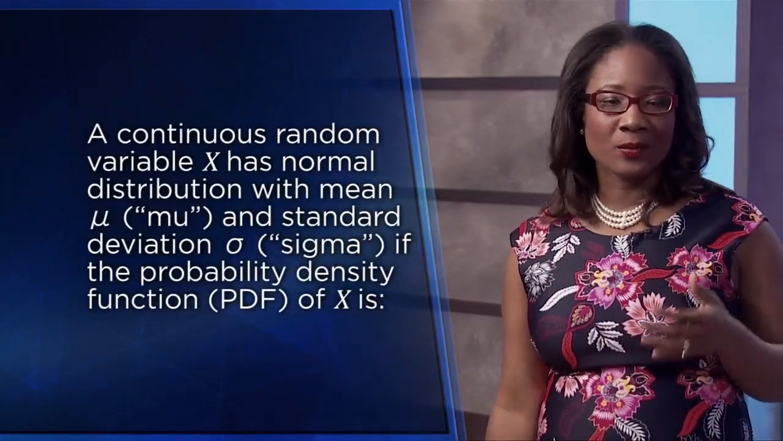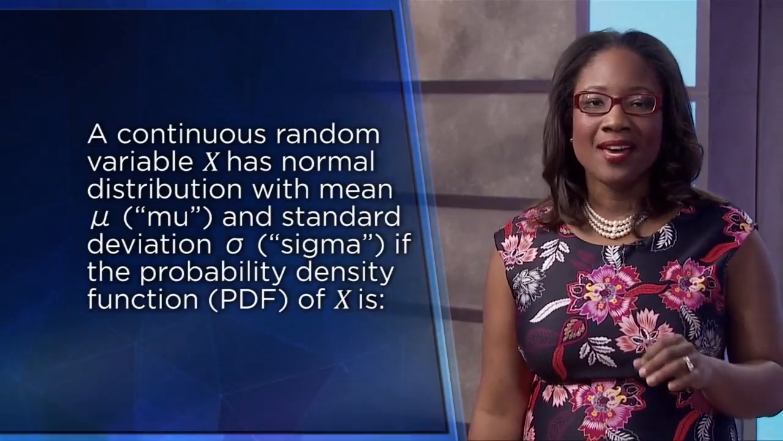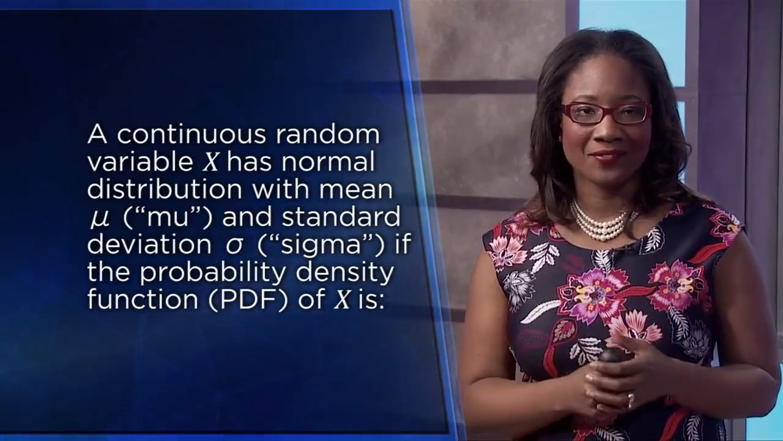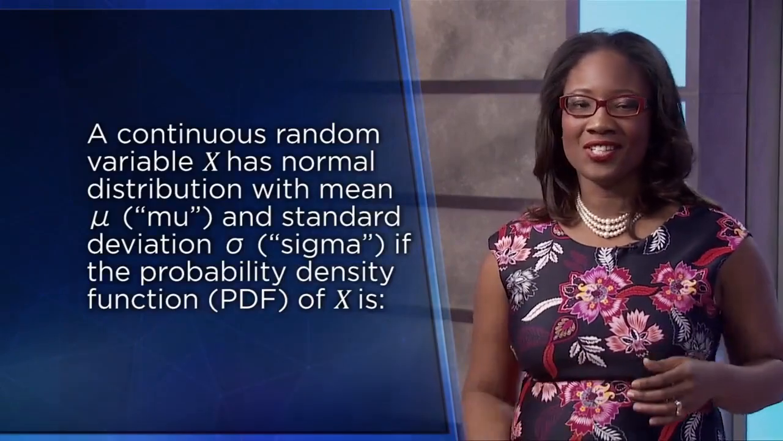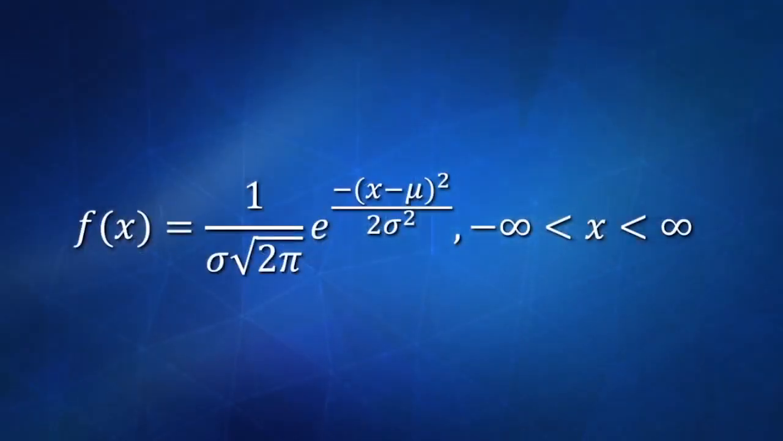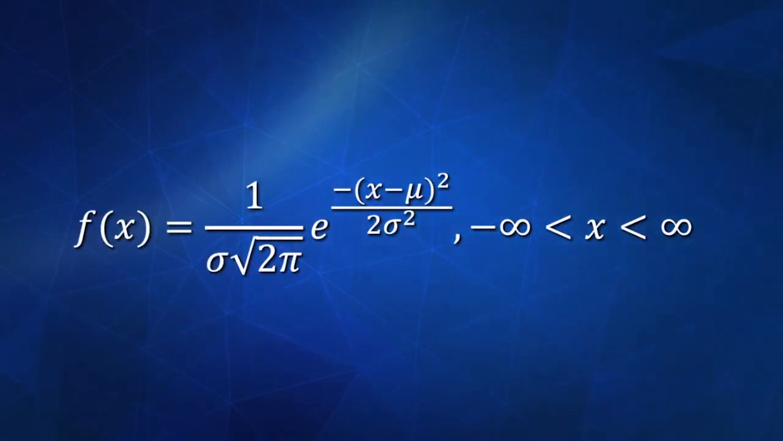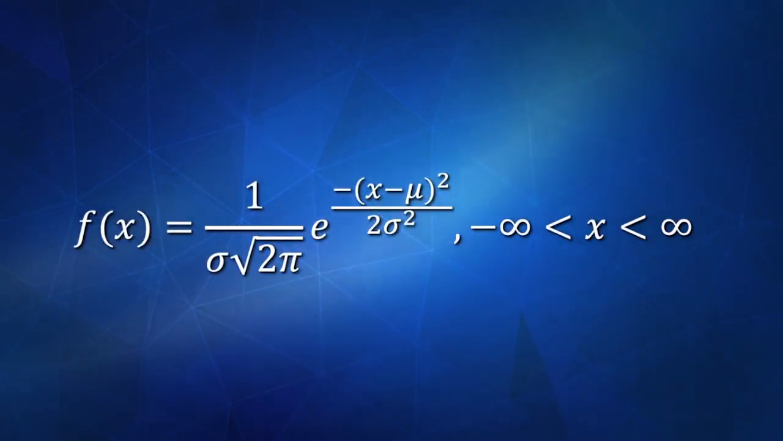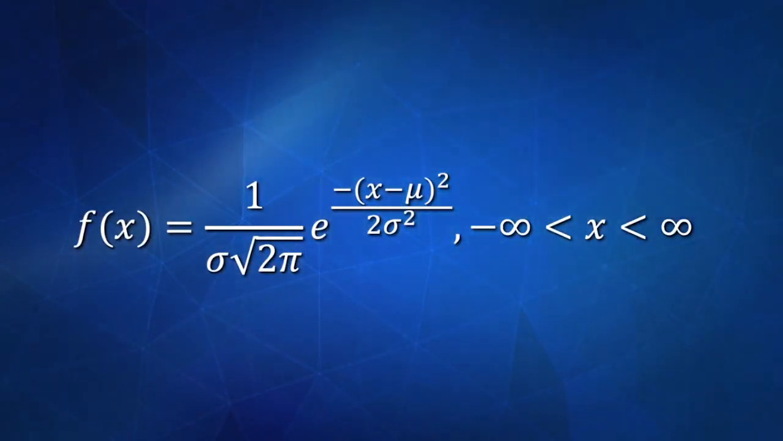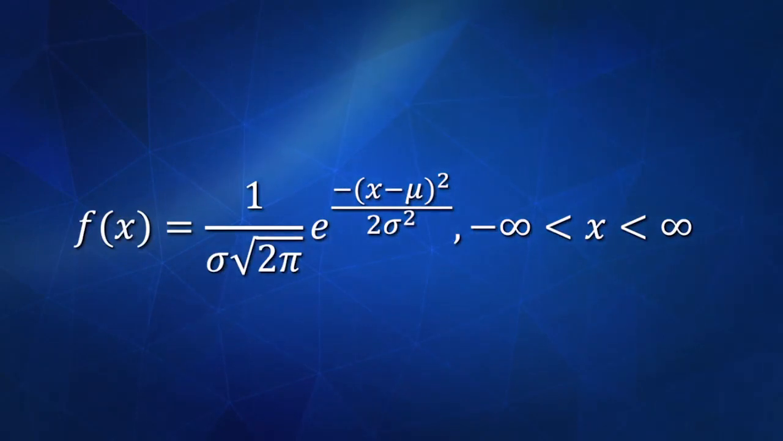Now, by definition, a continuous random variable X has a normal distribution with a mean mu and a standard deviation of sigma if the probability density function looks like this. f(x) equals 1 over sigma times the square root of 2 pi, e to the minus (x minus mu) quantity squared, all over 2 sigma squared, as x goes from minus infinity to infinity. For shorthand, we write X with a tilde, which means is distributed as a normal with mean mu and standard deviation sigma.